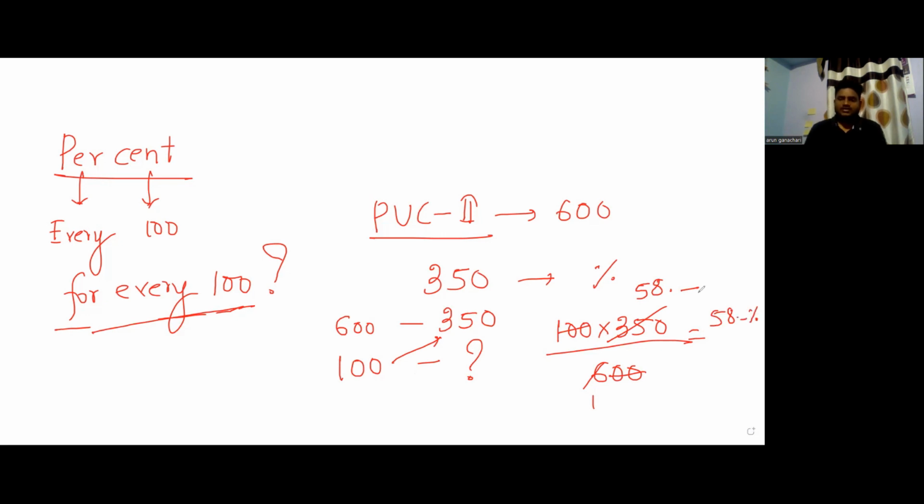Getting this? What we did here, we calculated for every 100 how much. So percentage itself broadly means for every 100 how much you are able to get. Getting this? How we solved this? 600 was the what? Total marks. Then we found out what percentage we want. With respect to what entity we are calculating the percentage. We were calculating with respect to 600 as a total. So this is what the broad concept is.